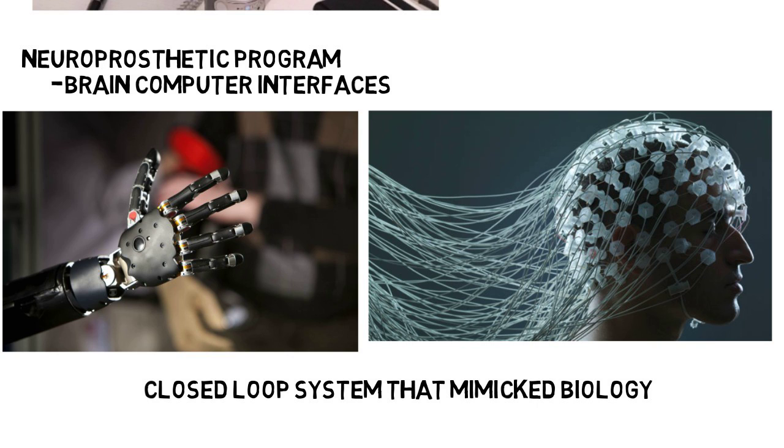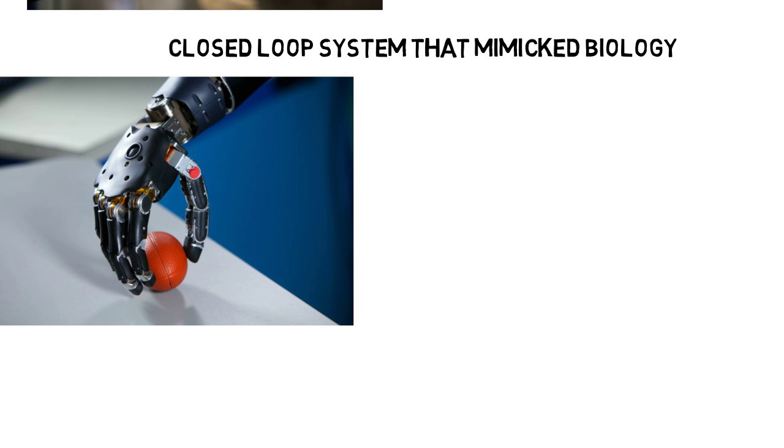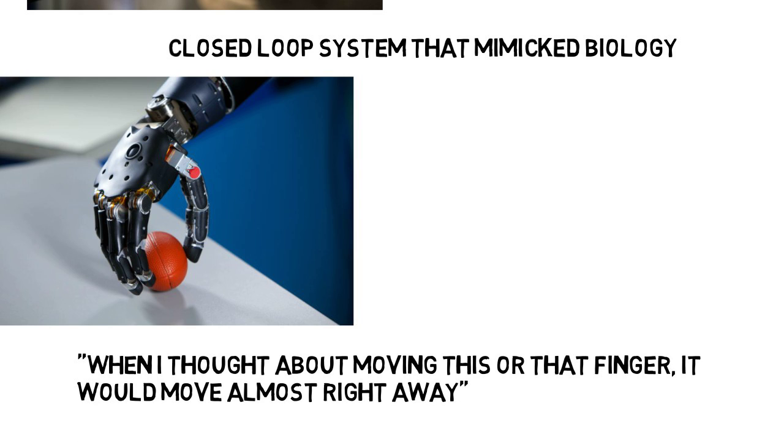And this man named Kevin, who participated in this experiment, after 14 years of not being able to feel anything, was able to manipulate objects and also feel texture. During the experiment, he said that when I thought about moving this or that finger, it would move almost right away. And this obviously is a huge step in helping the hundreds of thousands of people who lose control of their limbs every year.